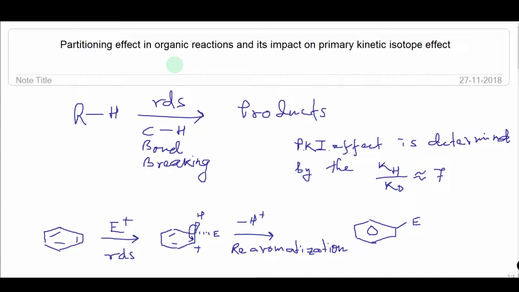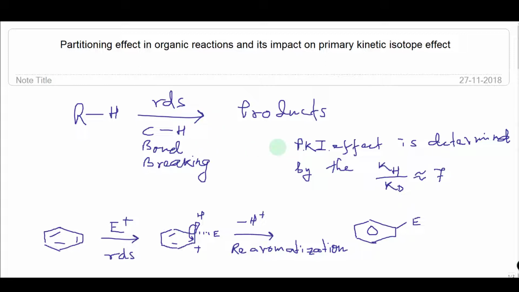Today we will discuss the partitioning effect in organic reactions and its impact on primary kinetic isotope effect. As you all know, primary kinetic isotope effect is seen when the hydrogen is replaced by deuterium, and if the carbon-hydrogen bond breaking takes place in the rate-determining step, then we observe a decrease in the overall reaction rate of the reaction, since the carbon-hydrogen bond breaking is taking place in the rate-determining step.